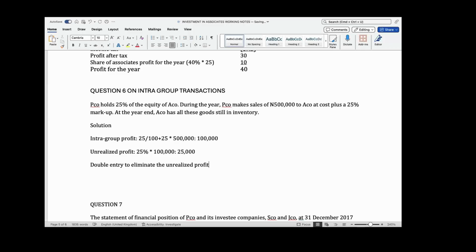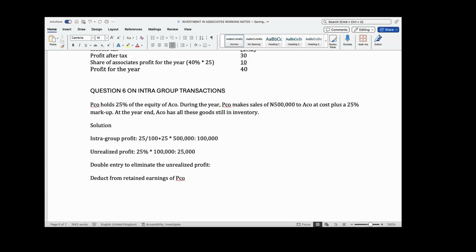Can't tell me? We'll deduct from where? Retained earnings. Okay, retained earnings of Pico, because Pico is the one making the profit. And we also deduct from where? Inventory? Cost of the association? Investment. Investment in associate. That's correct.